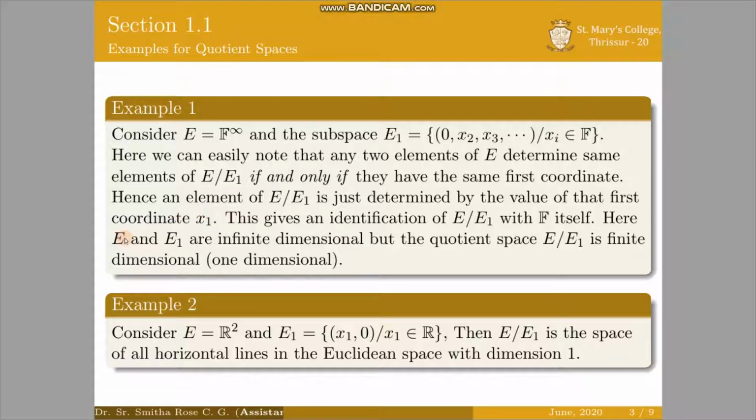Here, we can note that the vector space and the subspace are infinite dimensional, but the quotient space E by E1 is finite dimensional. That means here it is one dimensional.